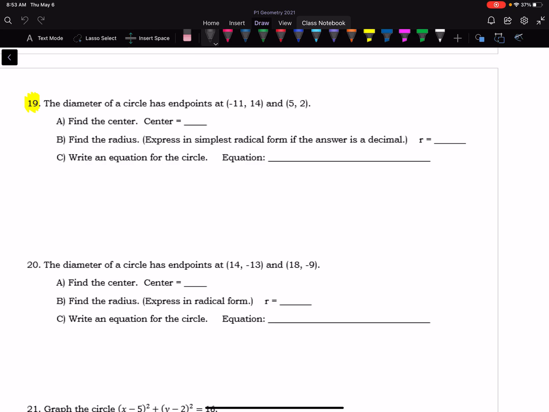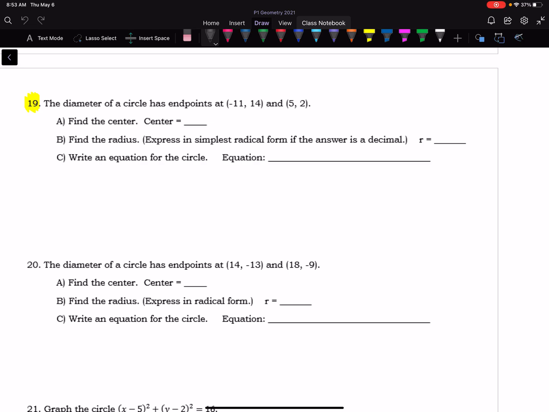In this tutorial, I'm going to go over number 19 on our Unit 9 exam review. So number 19 is a three-part question. It will be a free response question on your exam as well. So we know that the diameter of a circle has endpoints at (-11, 14) and (5, 2).